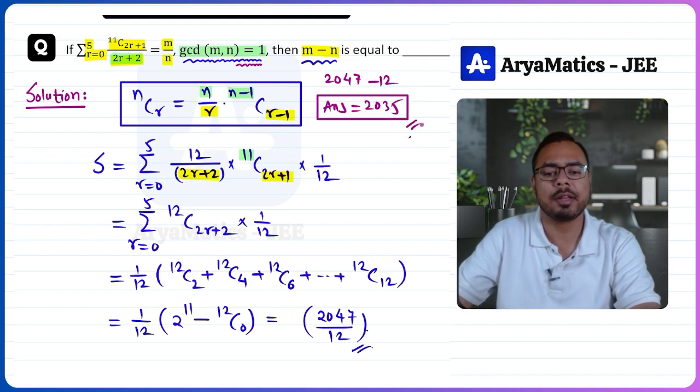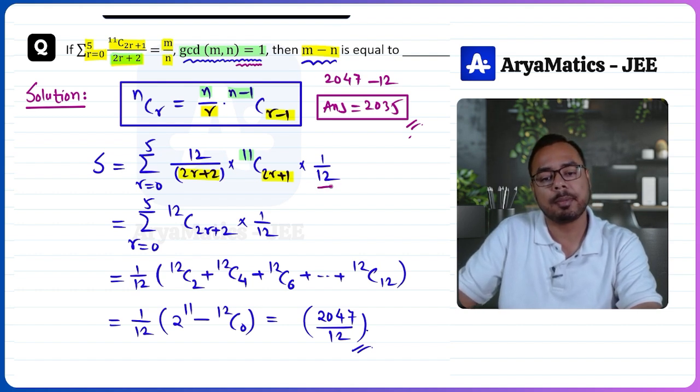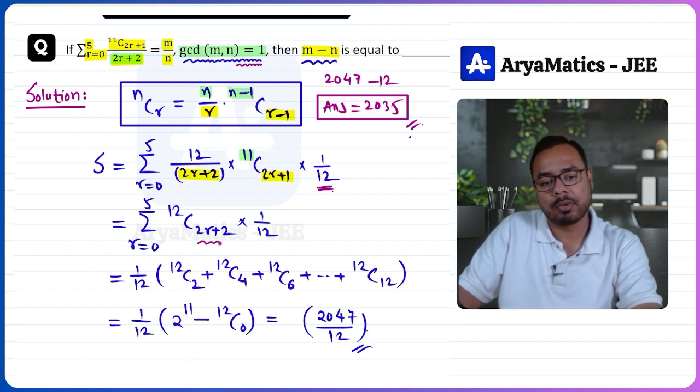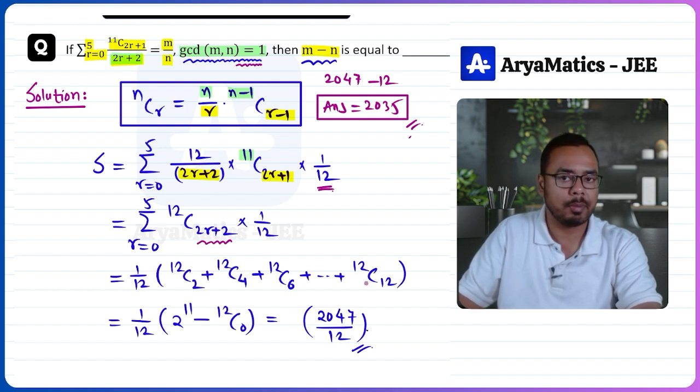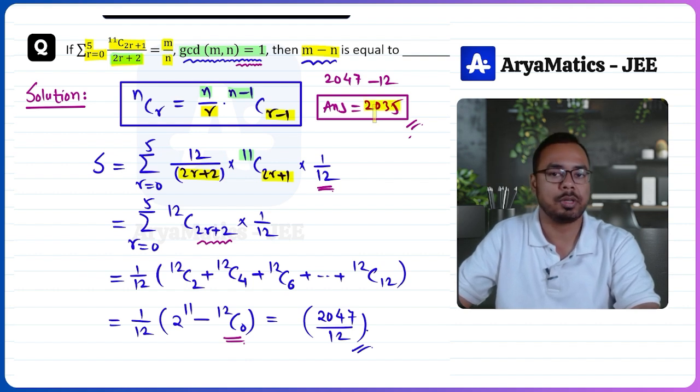Right, so this was a problem where, using this property of nCr, the most important step was to multiply and divide by 12, and then you can combine these two and write this as 12C(2r+2). And after that, we have the sum of even binomial coefficients except 12C0. So we got 2 raised to 11 minus 12C0. Finally, your answer will be 2047 minus 12, that is 2035.